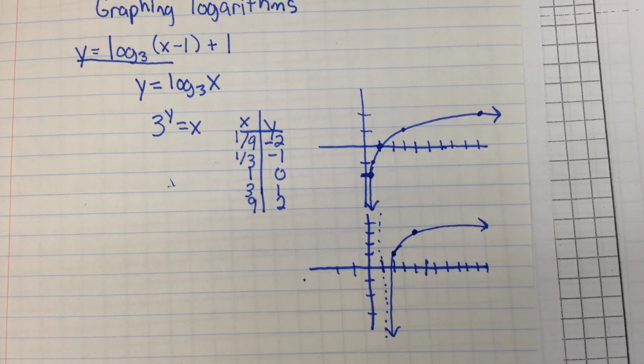But the most important thing is that you understand that it is an asymptote on the y-axis because it's an inverse of the exponential function, which has an asymptote on the x-axis.